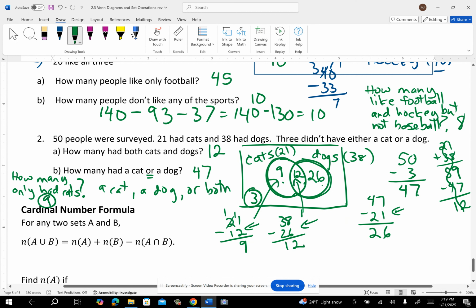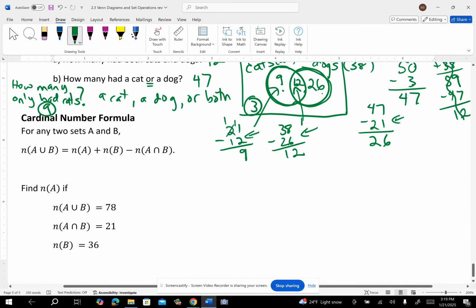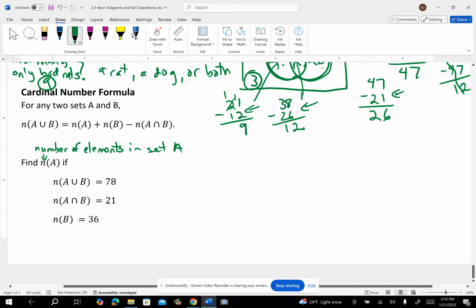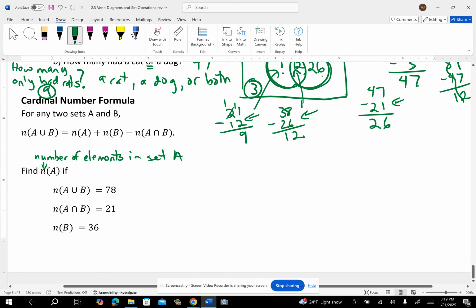All right, now there is a formula that we could use to answer questions related to how many elements are in a set. So a while ago I mentioned that when you use that little n, it means number of elements. So like n of A, that means number of elements in set A. How many are in the set, not actually what they are. All right, so here we're being given a problem which wants us to find the number of elements in set A, and we have all this information given to us.